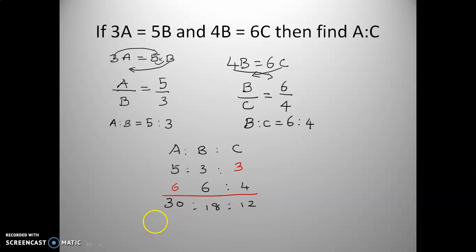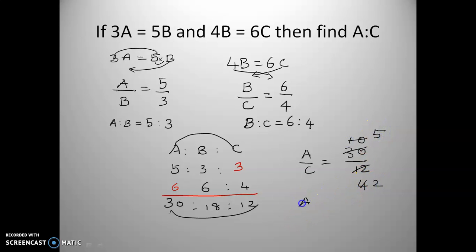What is our objective? I have to find A is to C alone. So I will take 30 by 12. A by C is equal to 30 by 12. Now simplify. 10 3s are 30, 4 3s are 12. Again 5 2s are 10, 2 2s are 4. So what is A is to C now? 5 is to 2. Am I clear?